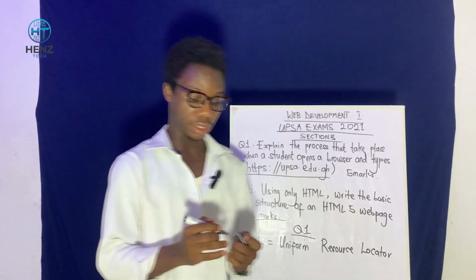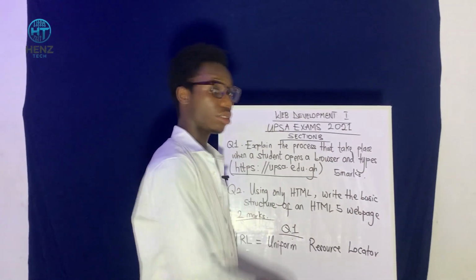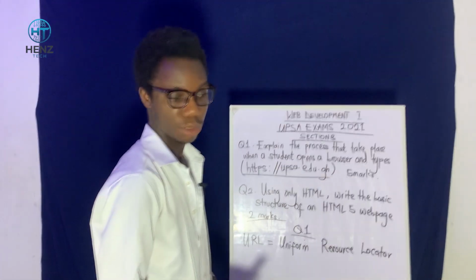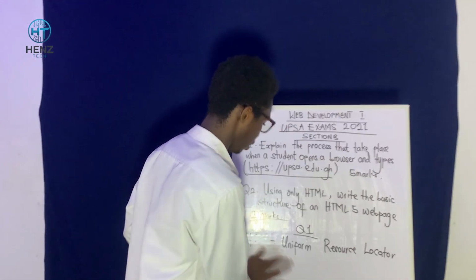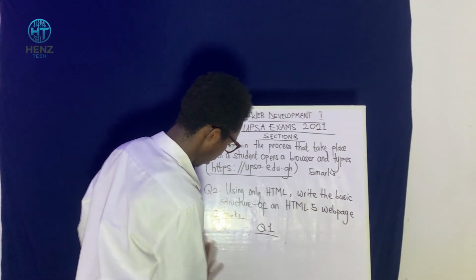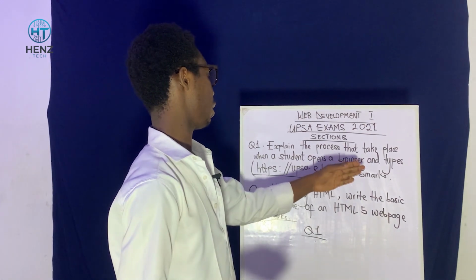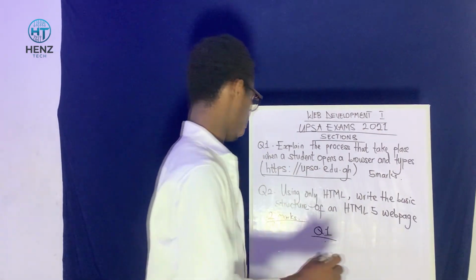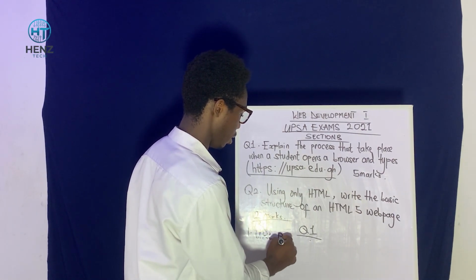So in section A, when they ask you the meaning of URL, this is it: Uniform Resource Locator. Now let's move on. That was just by the way. So the process that takes place when a student opens a browser: the first one is the URL processing.